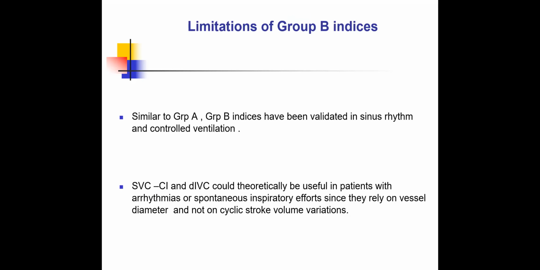So there are limitations to group B similar to group A. These also have been validated in sinus rhythm and controlled ventilation. So similar limitations apply to this group also. But having said that, from a theoretical point of view, the SVC collapsibility and DIVC can be useful in patients with arrhythmias or spontaneous inspiratory efforts, since they rely on vessel diameter and not on the cyclic stroke volume variations.